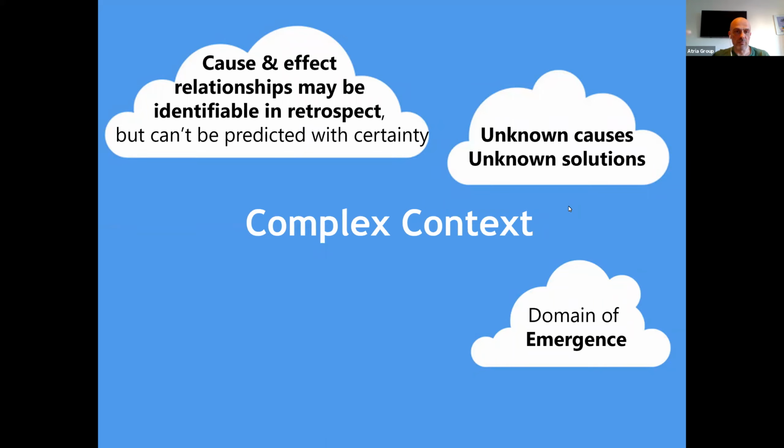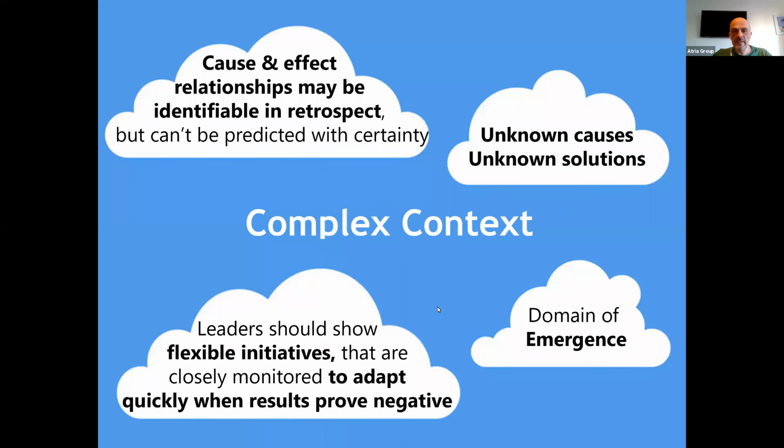We need to try to probe, and then to see if it works, to continue. We need to be ready to change our approach. If delivery at home doesn't work well, maybe we should go to the hospital, but we need to be ready and open for it. And in this area, what is important is that we should be flexible to start, to give possibilities to our team members to play with things.